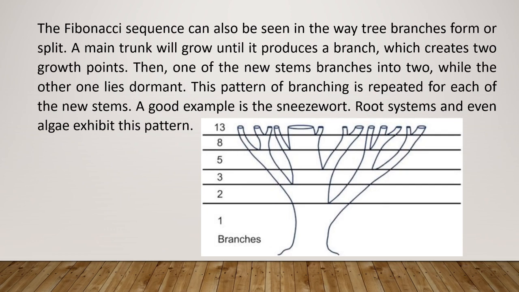Now, a Fibonacci sequence can also be seen in the way tree branches form or split. So, for example, here we have 1, then here 2 branches, and then here we already have 3, then here we already have 5. And this kind of tree is what we call Smith's Wort.